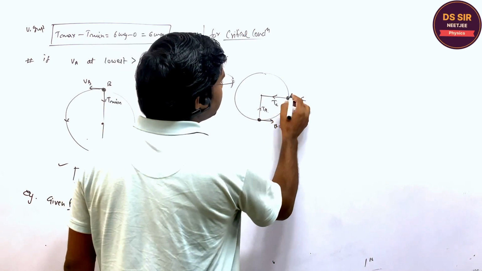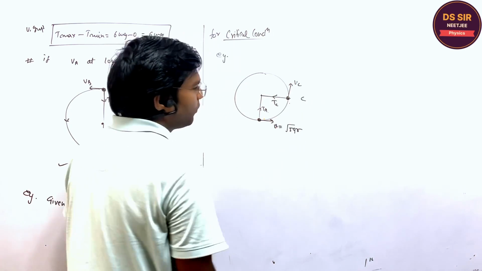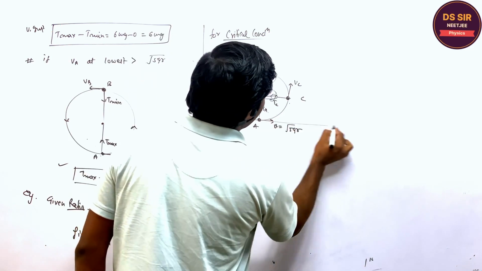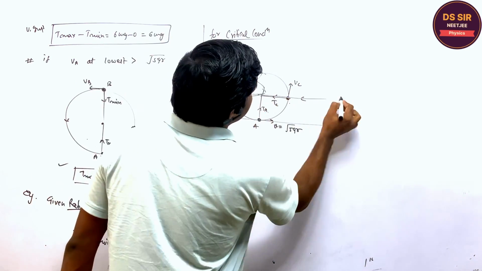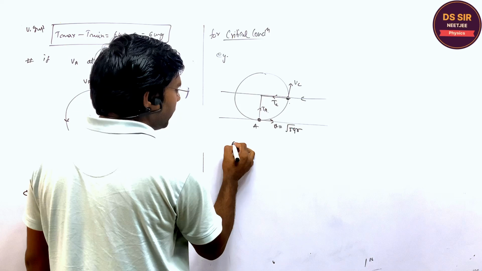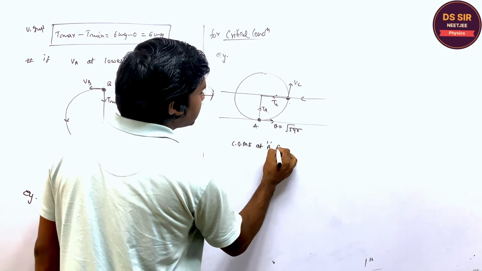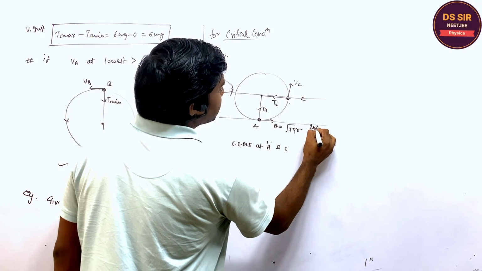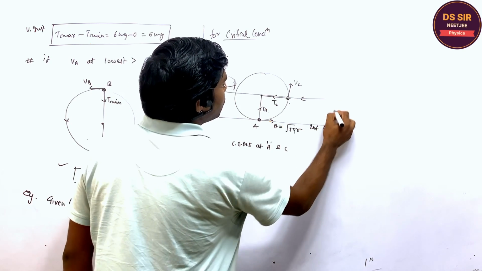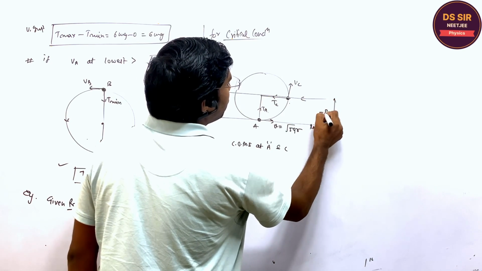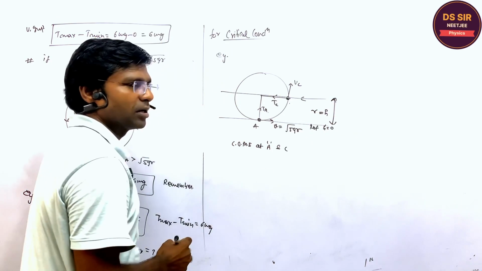Yes. To find the tension at C, first you have to find the velocity at C, the speed at C. So we will apply the conservation of mechanical energy at A and C. How to apply? If I take this as the reference, the height is equal to 0 and this height h becomes equal to what? Say r.